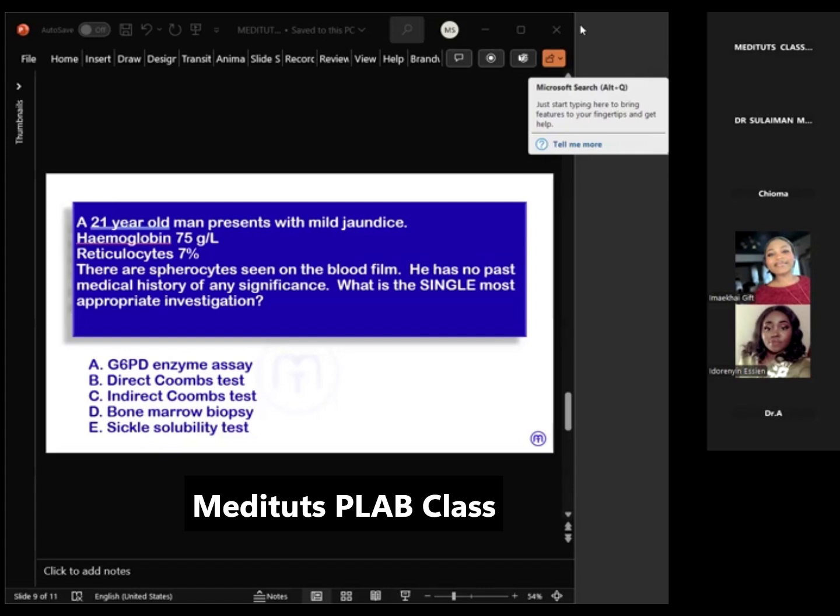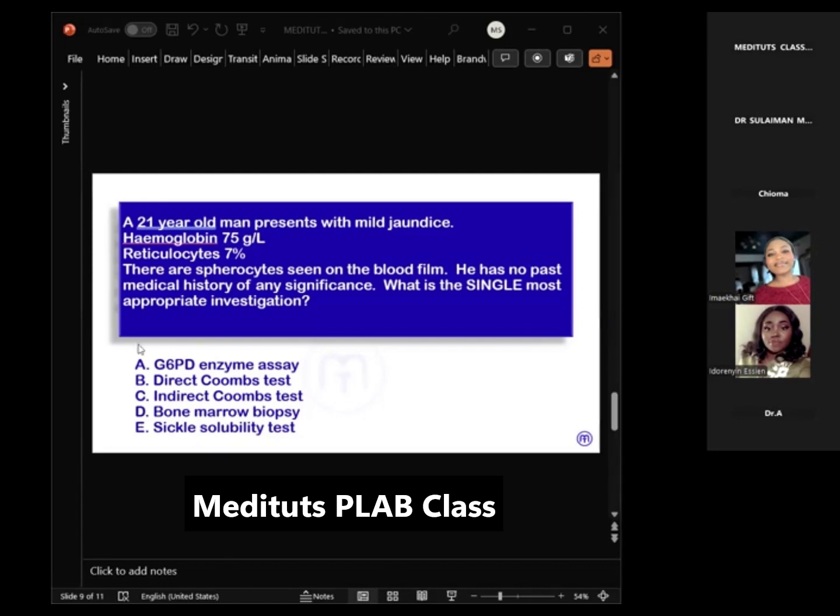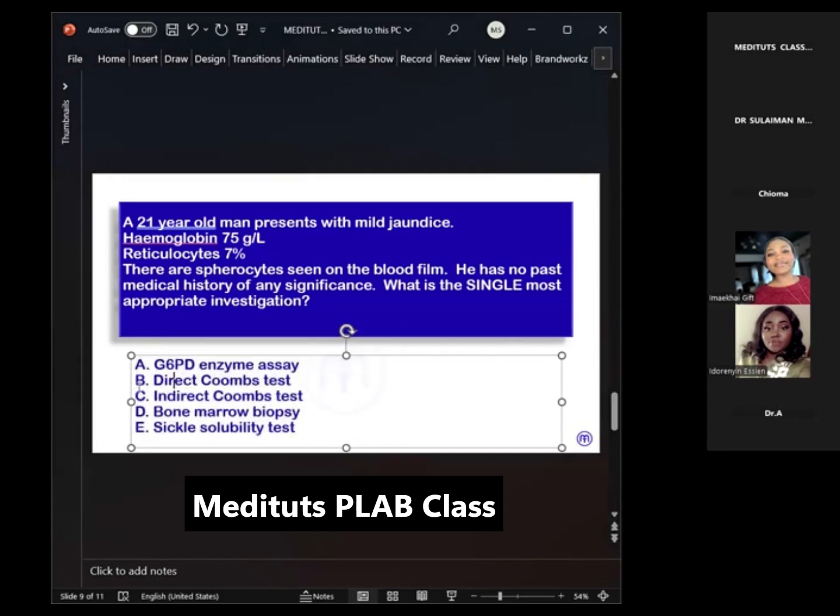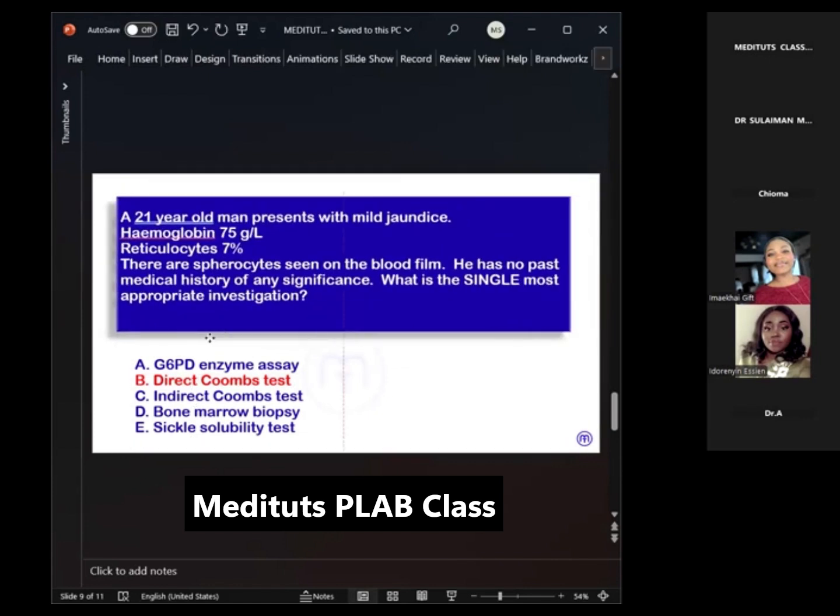Doctors, is that clear? So, between hereditary spherocytosis and autoimmune hemolytic anemia, which investigation do we have on our screen? Autoimmune hemolytic anemia can be diagnosed with a direct Coombs test. Is that clear, doctors? Yes. Okay. So a direct Coombs test is going to tell us that this patient either has autoimmune hemolytic anemia or does not.